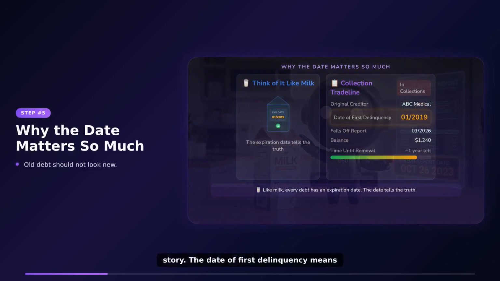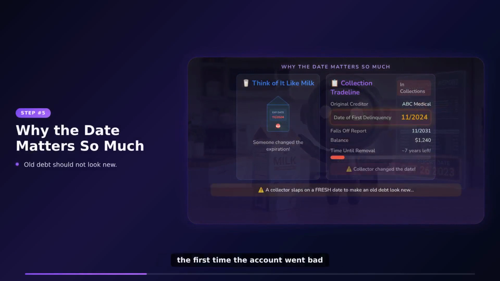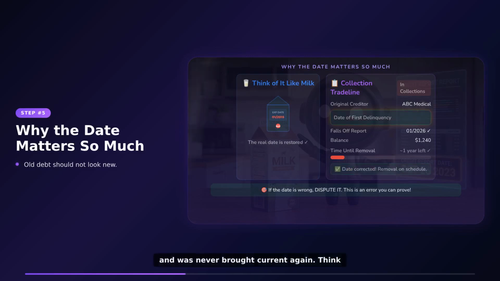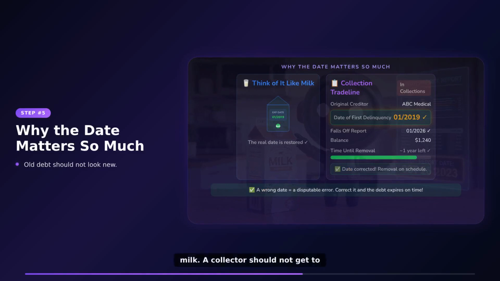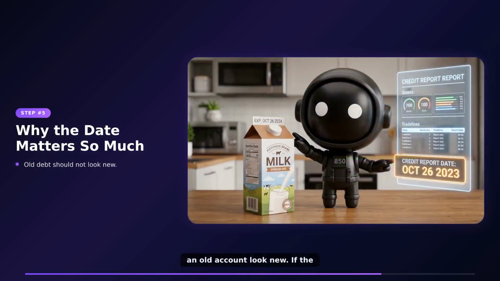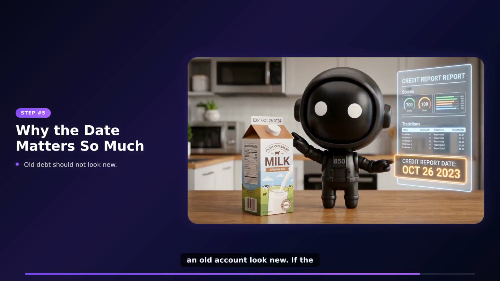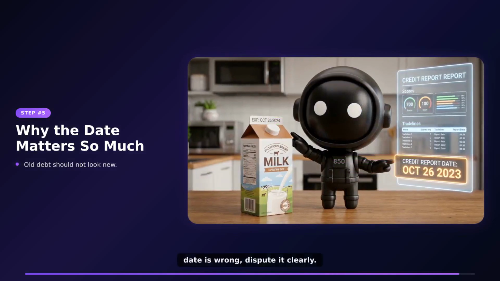The date of first delinquency means the first time the account went bad and was never brought current again. Think of it like the expiration date on milk. A collector should not get to slap on a fresh date and make an old account look new. If the date is wrong, dispute it clearly.